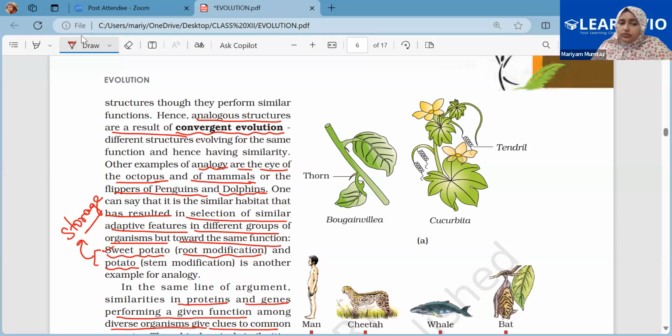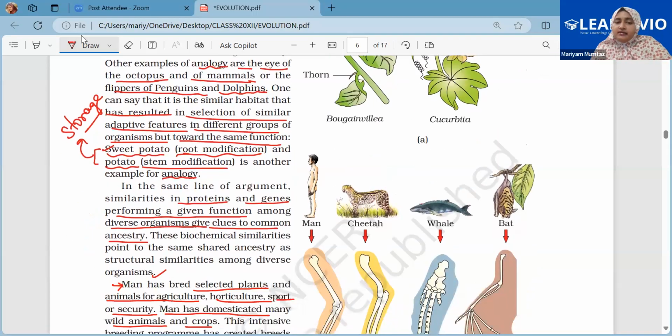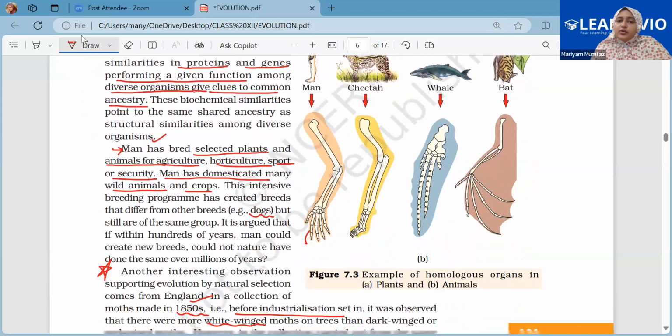Now, sweet potato, which is a root modification, and potato, which is a stem modification, this is another example of analogy. Now, in the same line of argument, similarities in proteins and genes performing a given function among diverse organisms give rise to common ancestry. These biochemical similarities point to the same shared ancestry as structural similarities among diverse organisms. So, convergent and divergent evolution, extremely important to remember, extremely important.